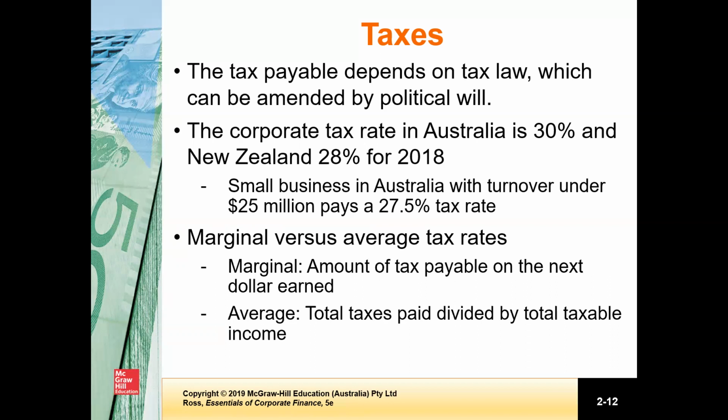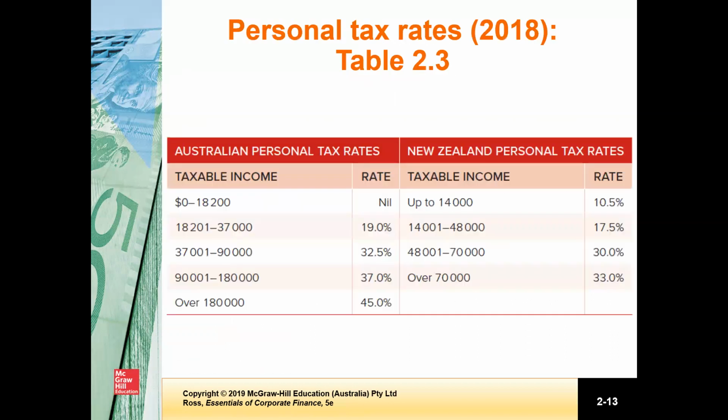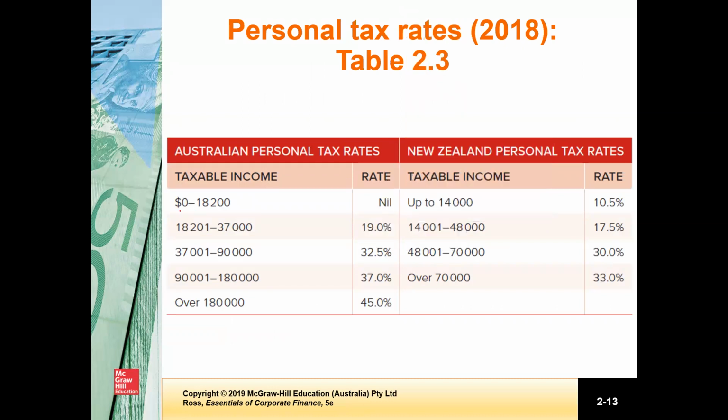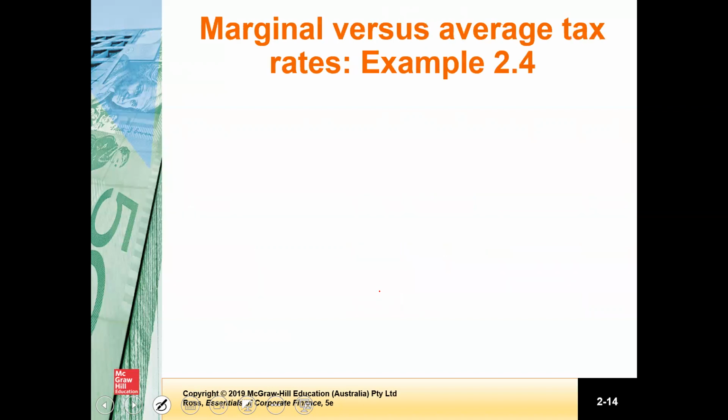So let's see an example here. This table shows the taxable income on the left-hand side and the applicable tax rates. For example, you can see from 0 to 18,200 there is no tax, then 18,200 to 37,000, 19%, and the tax rate increases as the level of income increases. A somewhat similar pattern is applied in New Zealand too.